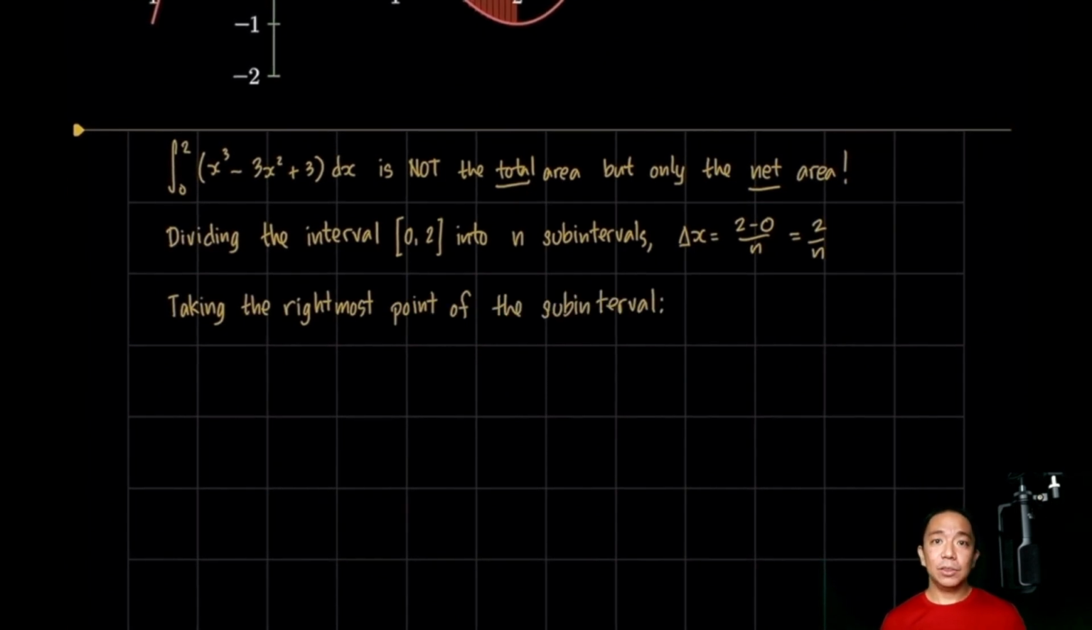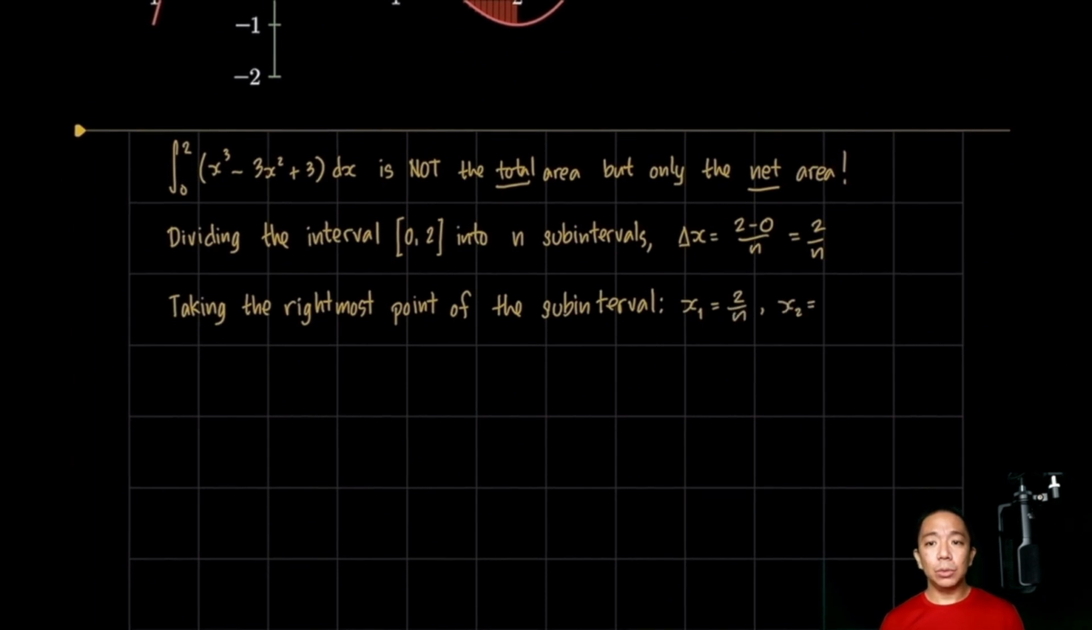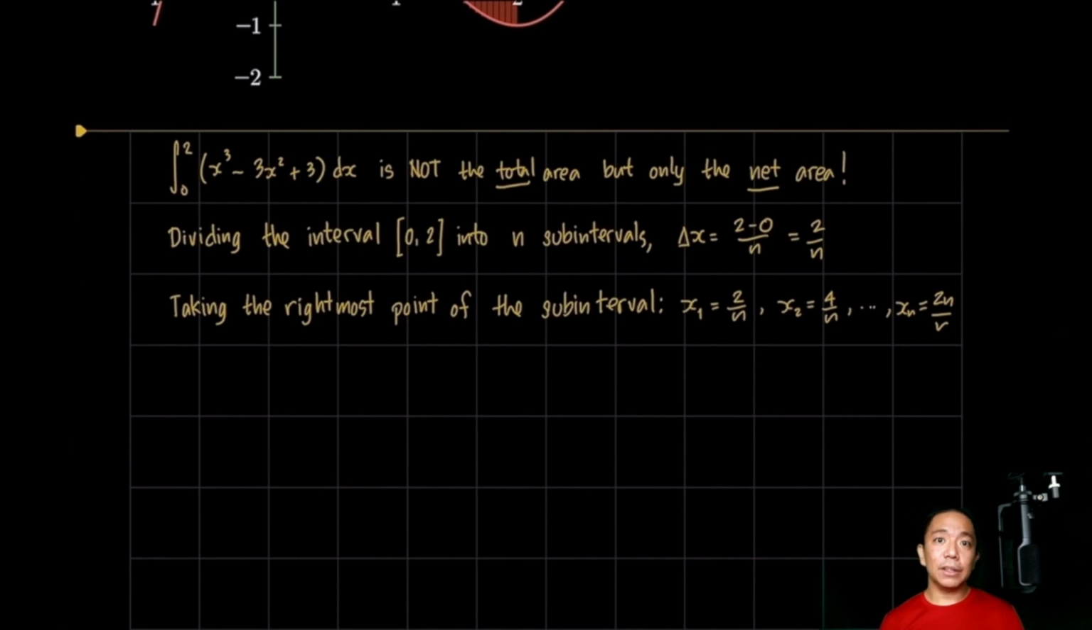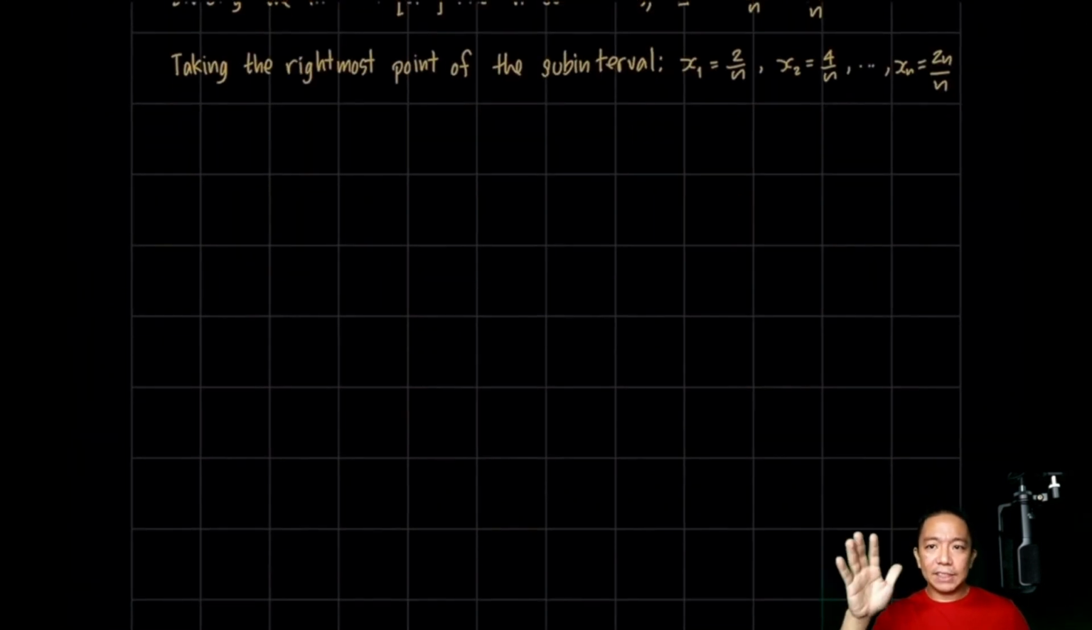What does that mean? So kunyari, yung first sub-interval natin, ang width niya ay 2 over n, but it starts from 0. So, yung range ng sub-interval na yun ay from 0 to 2 over n. So, kunin natin yung pinaka-kanan, x sub i will be equal to 2 over n. And correspondingly, yung susunod, yung second sub-interval, kukunin natin si 4 over n, si x sub i natin doon, all the way hanggang dun sa nth sub-interval natin, yung pinaka-nasa right side, and kukunin natin sa dulo ng interval natin, which is 2. So, it also corresponds to 2n over n.